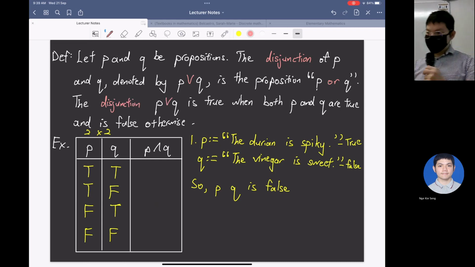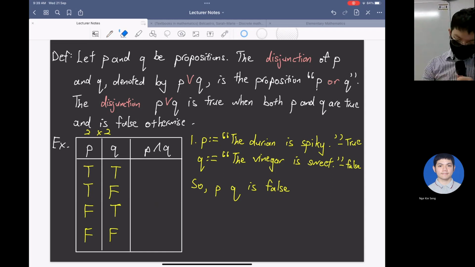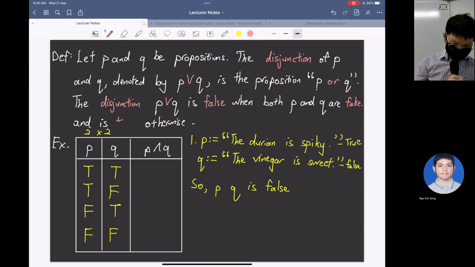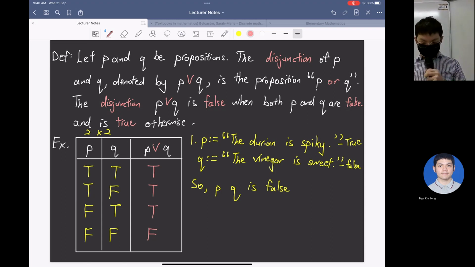Okay, what's the truth value here? P or Q is false when both P and Q are false. Otherwise, it is true. For example, P true, Q true, P or Q true or false? True. P true, Q false, P or Q? True. P false, Q true, P or Q true. P false, Q false, false. So if it is "or", if either one is true, then the statement is true.